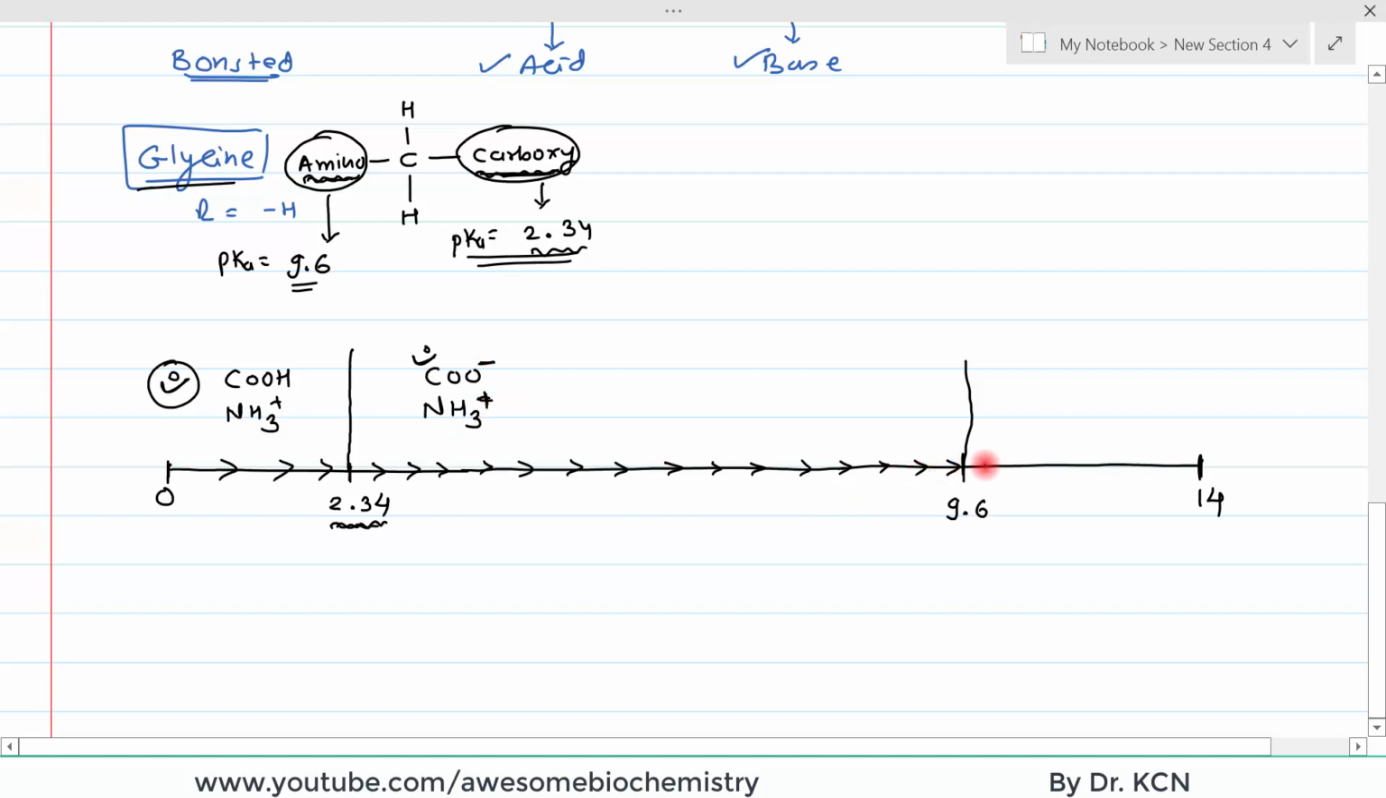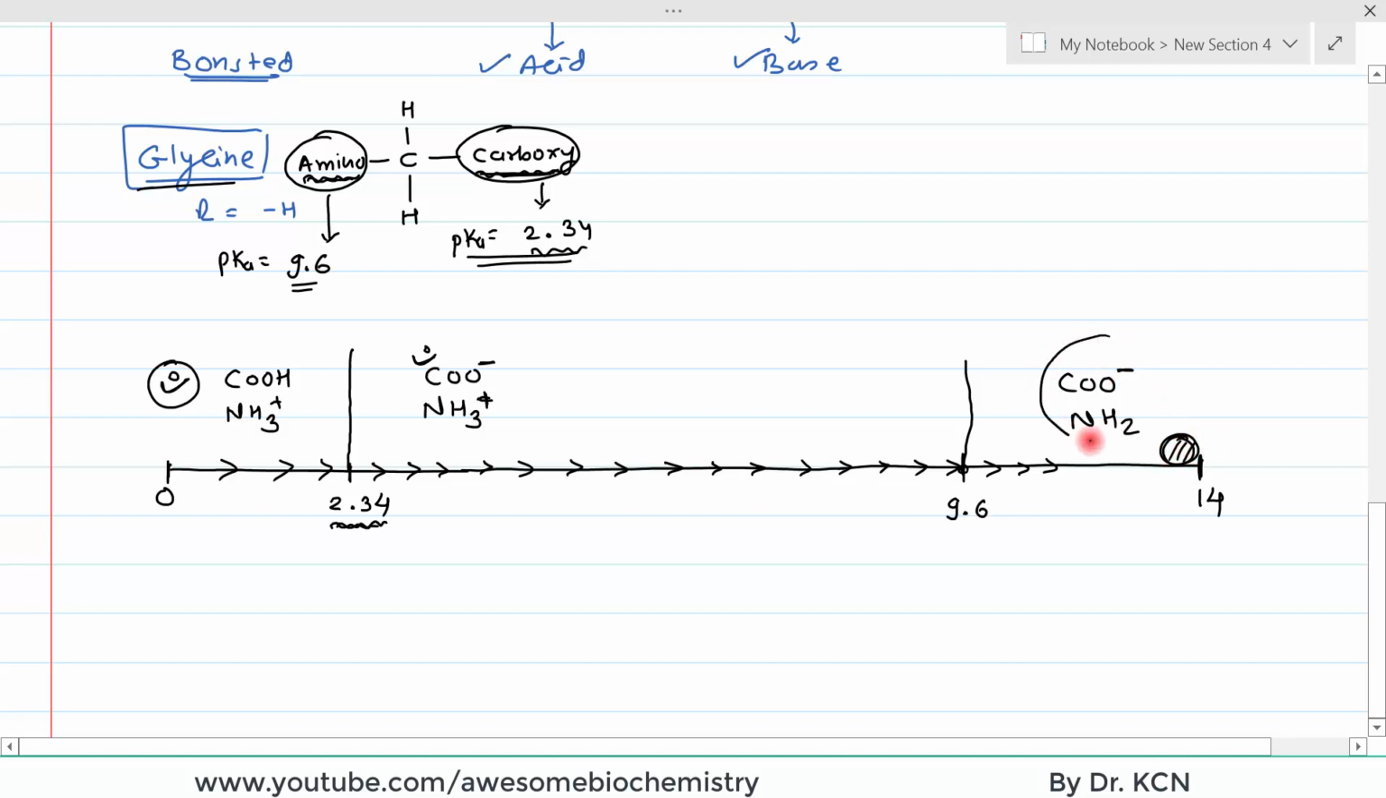But as you cross this mark, the 9.6 mark, what will happen? More and more NH3 plus will also start losing its proton. So here we have the carboxy group as COO minus and the NH3 plus group will become NH2. Why? Because beyond pH 9.6, this amino group will be in the deprotonated form. So here you can see this is the extremely high pH, right?